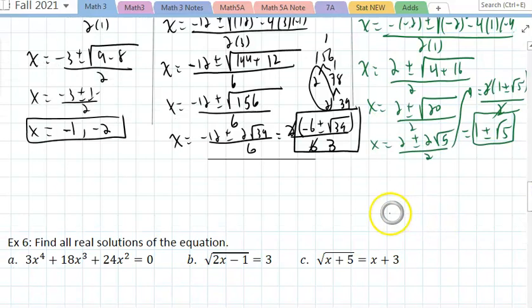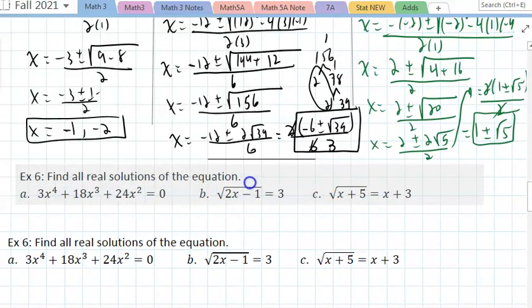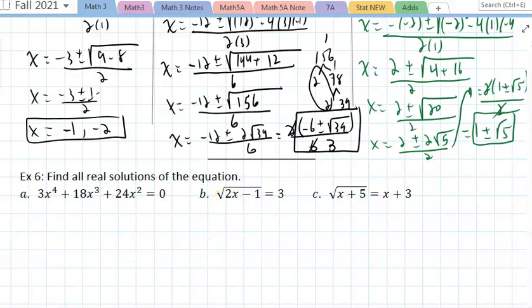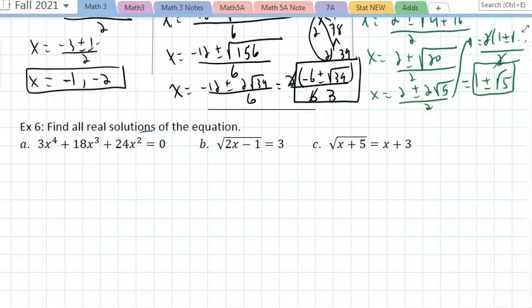Now, a different combination of equations comes up here. Again, this is a review section, so they have all kinds of equations. Find all real solutions. Let's deal with these equations. Glancing at the first problem, it's a polynomial. We isolate the polynomial on one side, everything else on the other side.